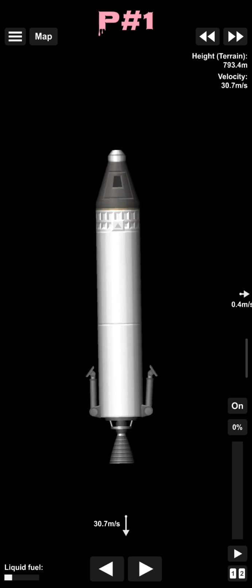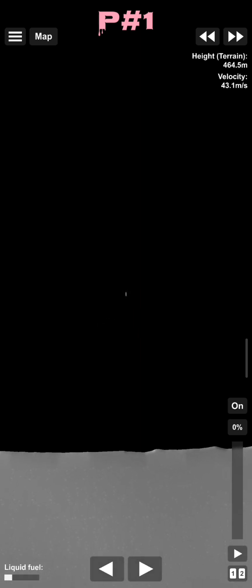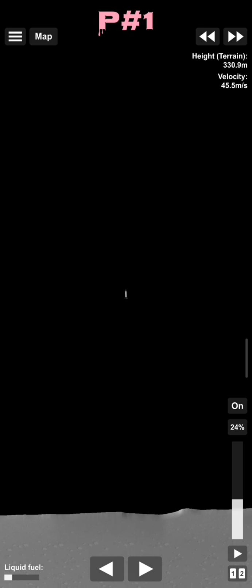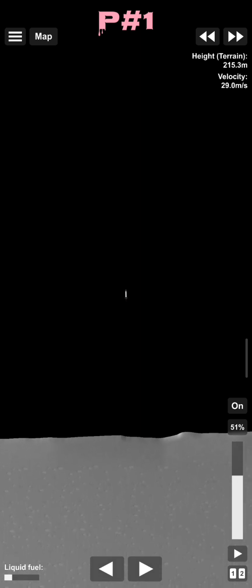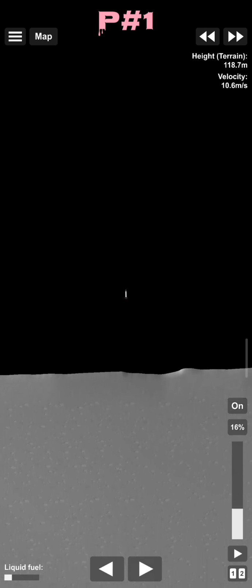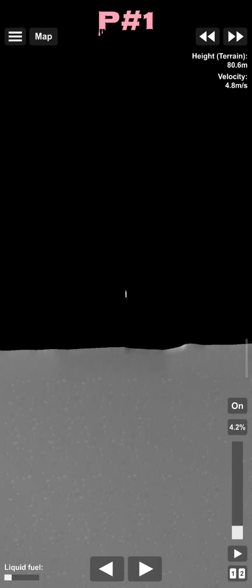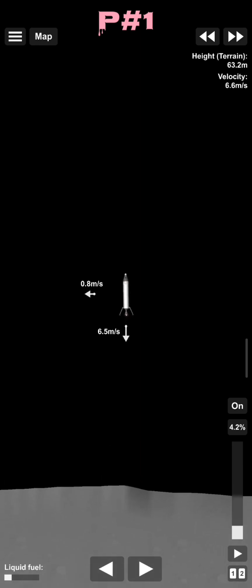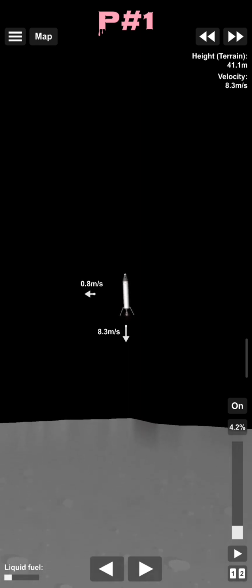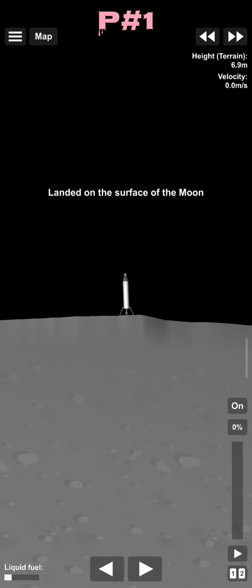For the safe landing, we will open the landing legs, and also the sideward velocity of the rocket should be close to 0. Slowly, slowly, slowly. The sideward velocity is less than 1. Yes, finally landed on the moon.